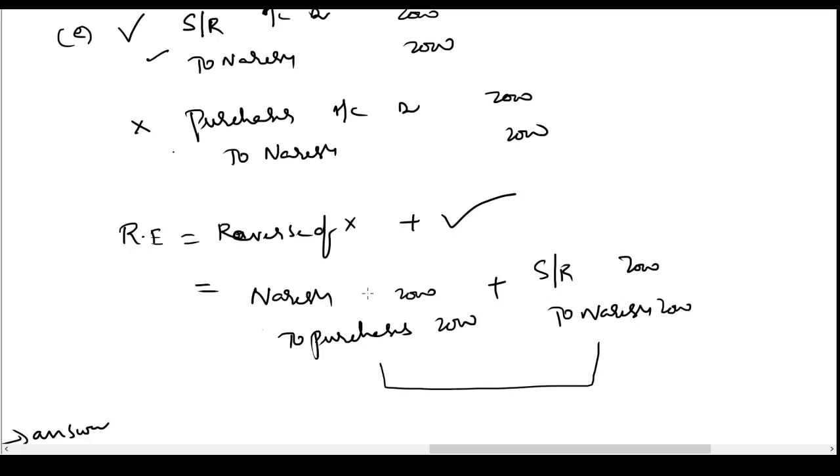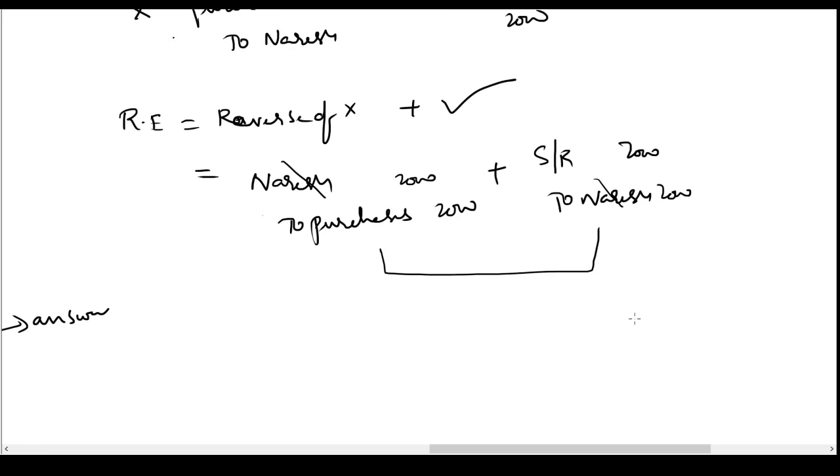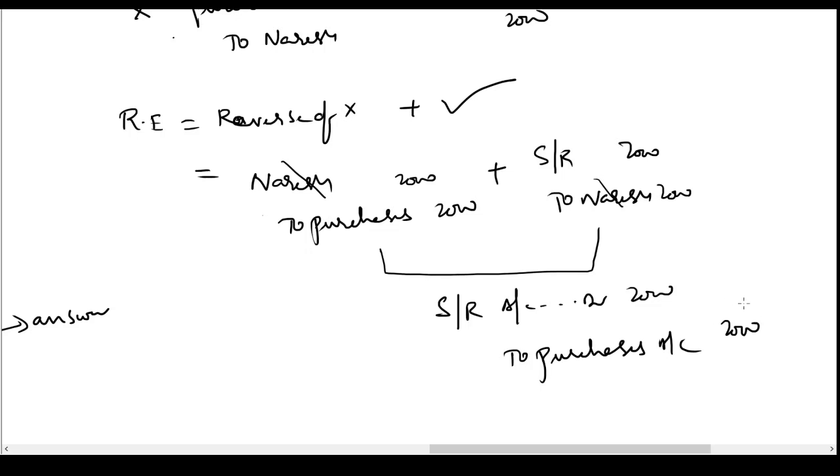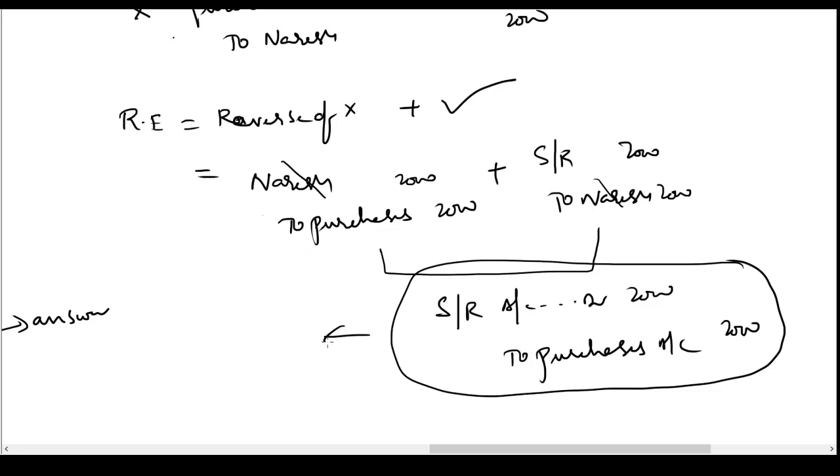So the net effect of these two entries would be this will get cancelled here. Debit and credit will get cancelled. So we'll record the rectification entry: sales returns account debit 2,000 to purchases account 2,000. This is the answer. This is the rectification entry which you have to now pass. Sales returns account debit to purchases account is the entry we have to pass.